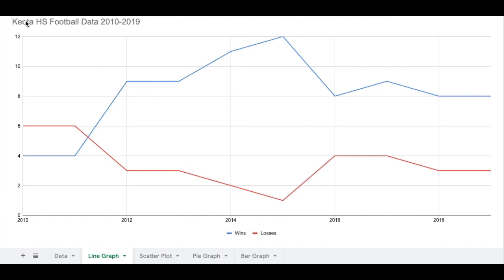Now if you look at the y-axis, it runs this way, and our y-axis gives us the number of games. So to recap, x-axis is the year, y-axis is the number of games.